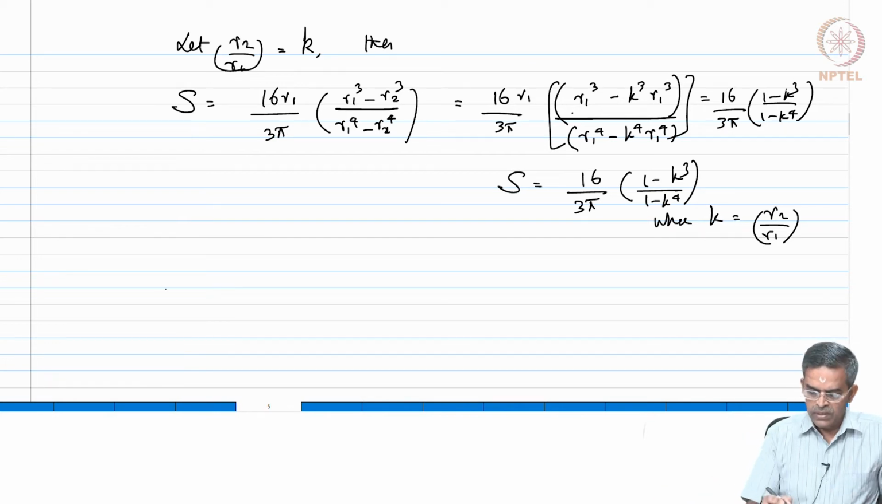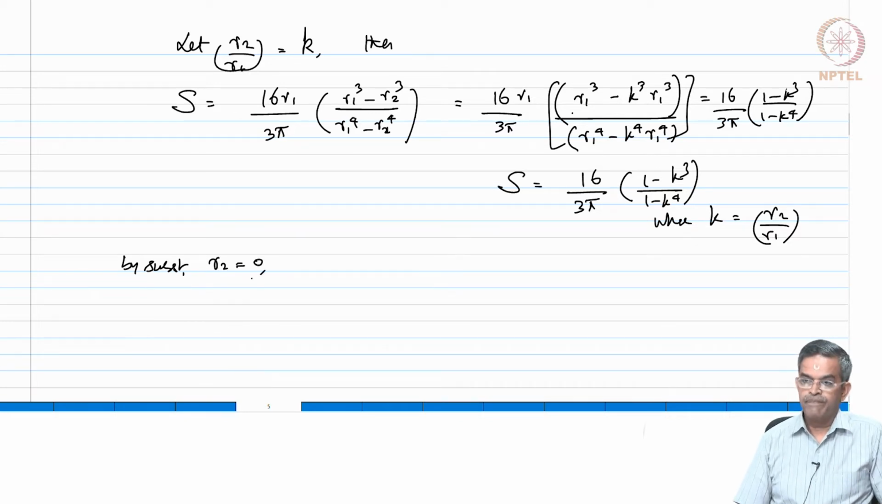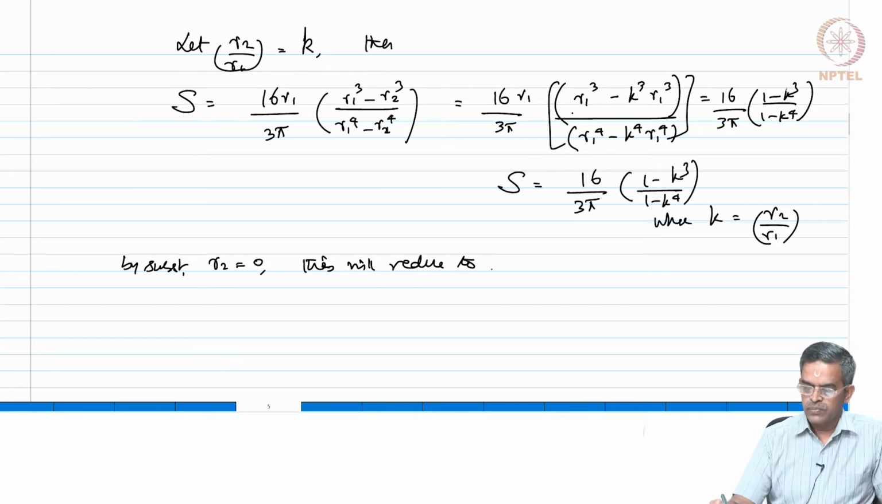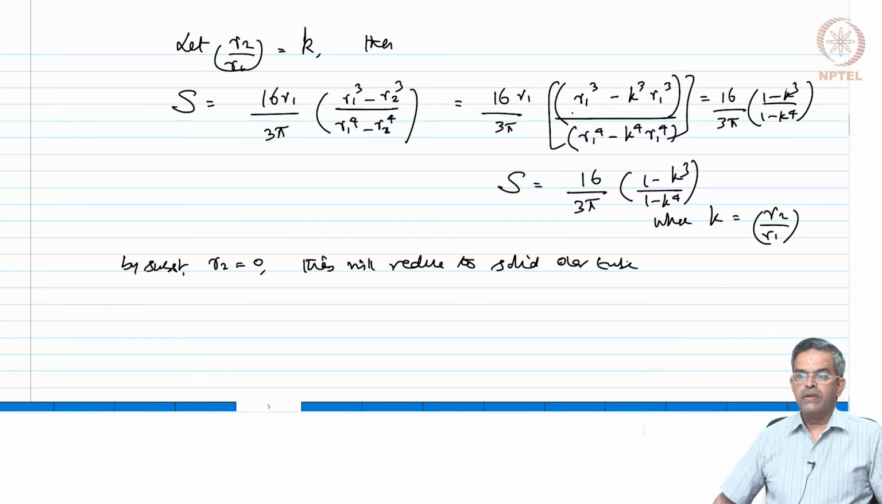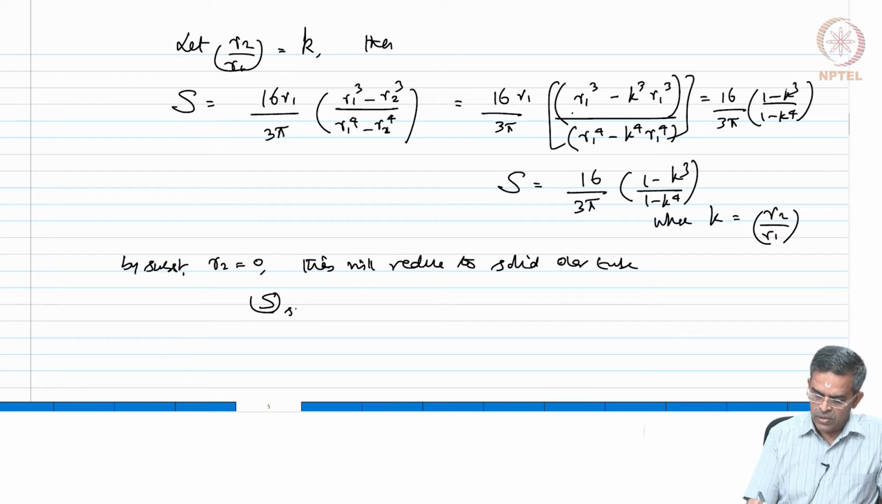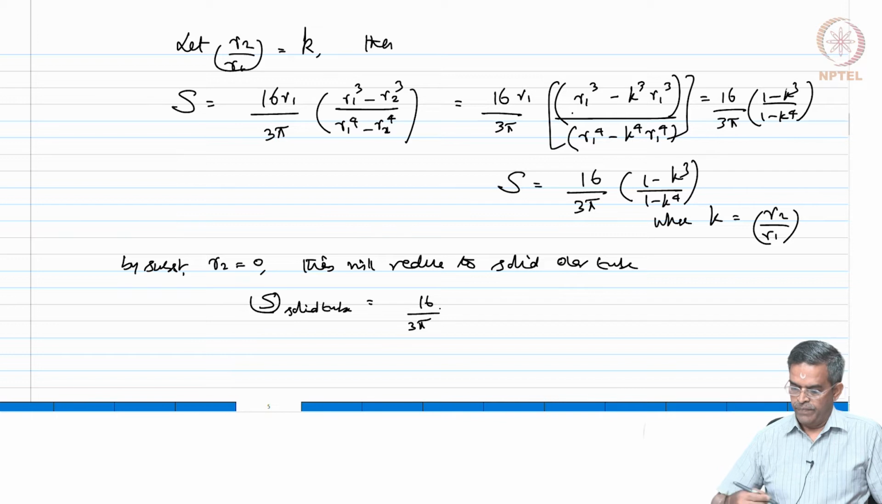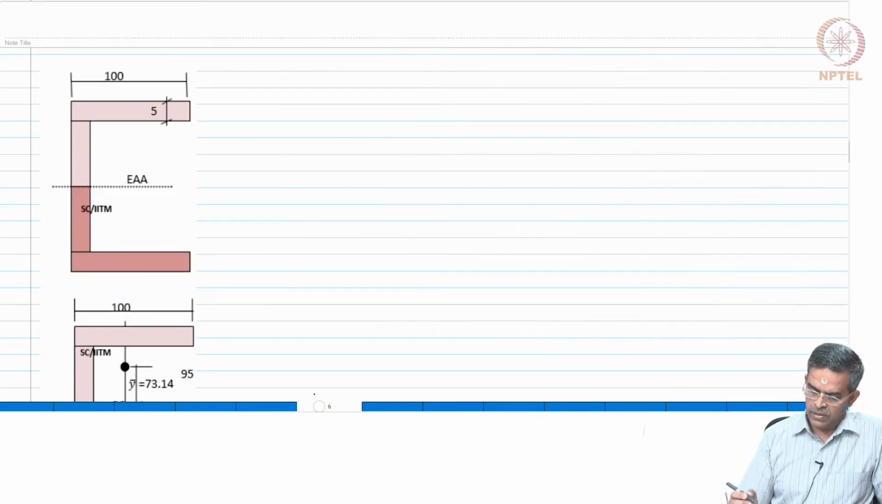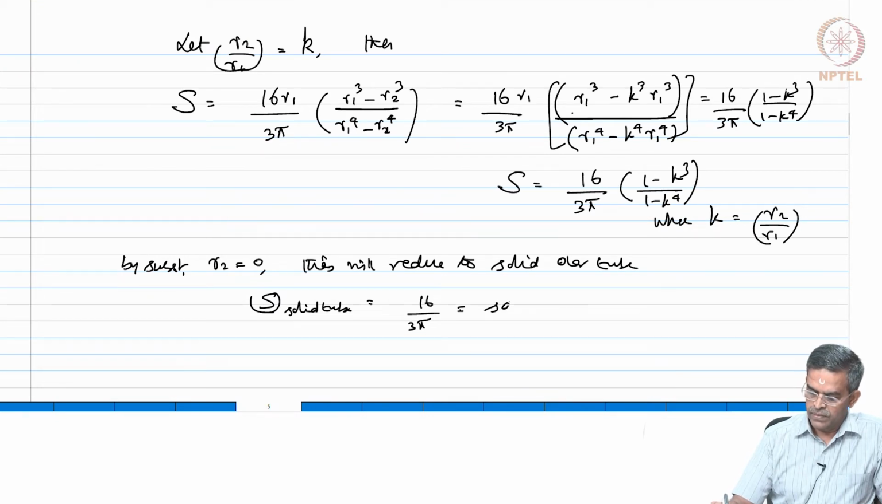okay. Yes, interestingly friends, by substituting R2 equals 0, this will reduce to solid circular tube, is it not? So, therefore, the shape factor S for a solid tube is 16 by 3 pi, which we already have. Okay, so we landed up in the same equation, same as derived earlier.